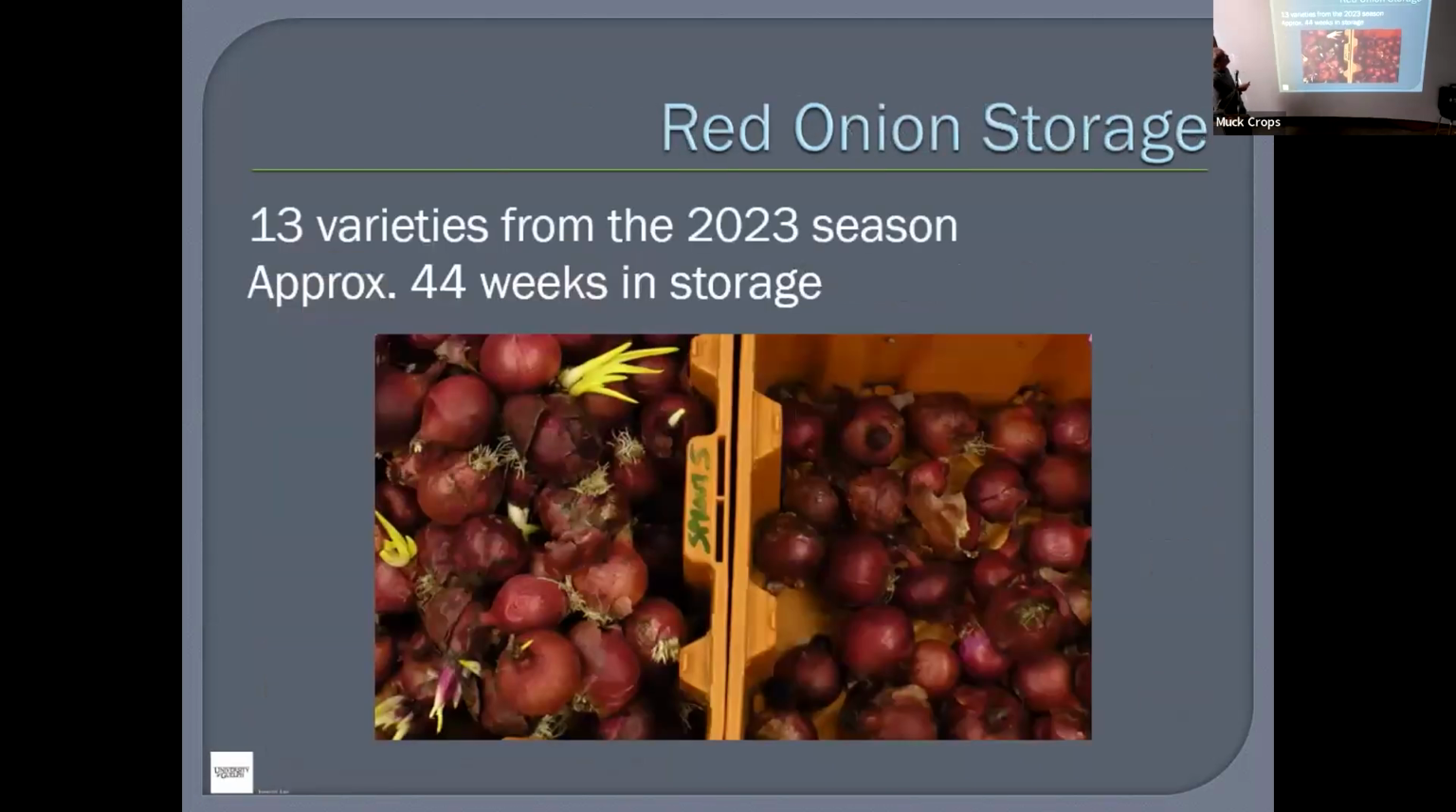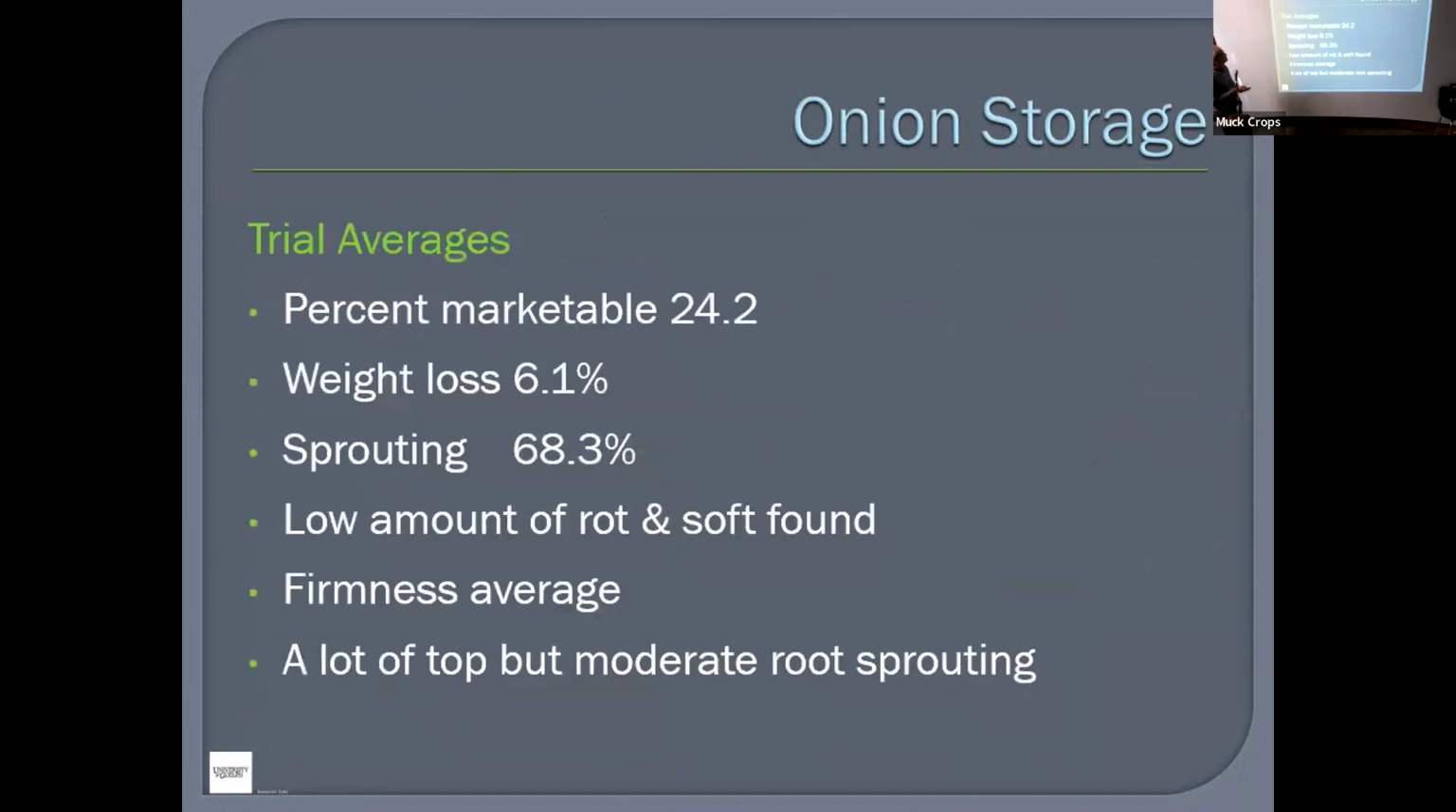So then we also did the red onions from the 2023 season in a storage trial. There were 13 varieties. They were also stored for about the same amount of time as the yellow onions. As far as the trial averages, percent marketable was only 24%. Weight loss was 6.1, sprouting 68, with a low amount of rot and soft found. And firmness was average. A lot of top sprouts, but moderate root sprouting.